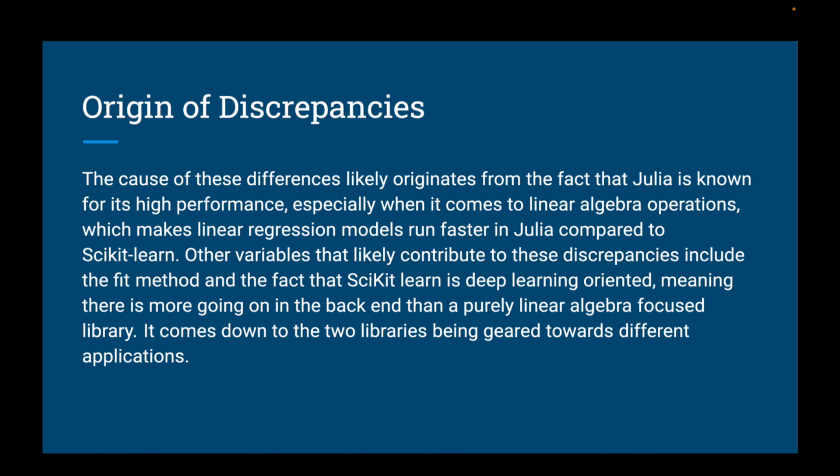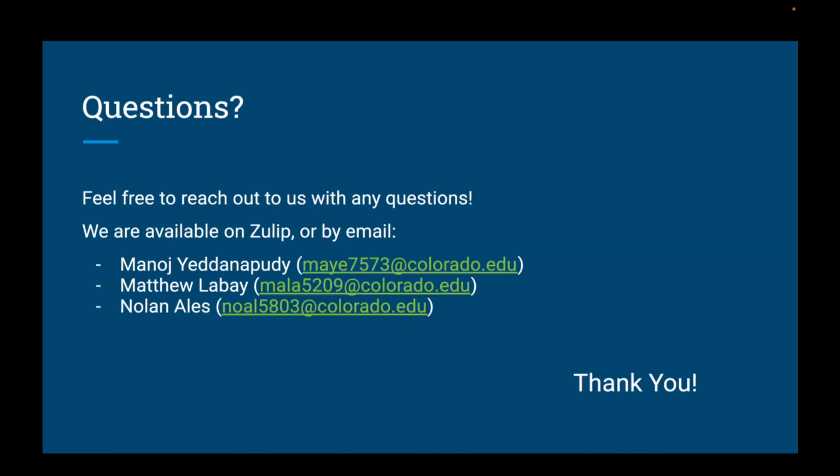And in terms of the origin of these discrepancies, it really comes down to Julia being a high performance, high level math language. It's geared specifically towards linear algebra applications, whereas scikit-learn is definitely geared towards more deep learning applications. And while you could gain the same result with either library, this really shows how important it can be to put some thought into making sure you're using the right tool based off the specific needs of the application you're working on. Even though these differences seem really small, when they end up affecting your overall end result, they can be very significant. So it's definitely something to keep in mind.